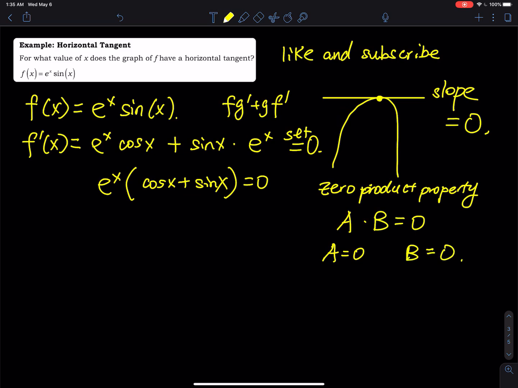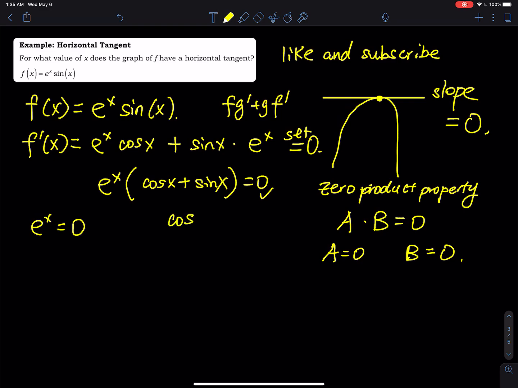But a warning: in order to apply the zero product property, the other side must be a 0. If the other side is anything other than 0, like a 1, a -6, a 10, then this property is not going to work. So this only works if the other side is equal to 0. This side is equal to 0. So you have e to the x equals 0. This one has no solution, right? I will explain why in a minute.